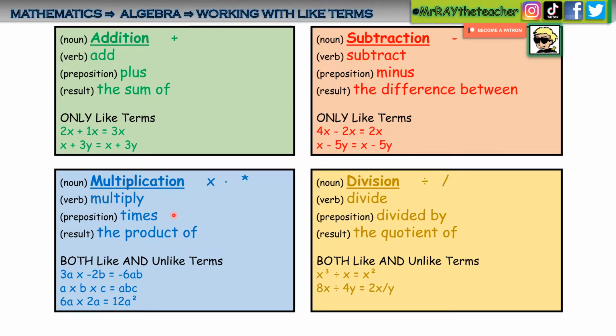Multiply is the verb, the preposition is times, and the result is the product of, and therefore both like and unlike terms. Here are some examples down below here. Then we've got division. Those are your symbols. And we've got divide, divided by, the quotient of, and here are your symbols here.